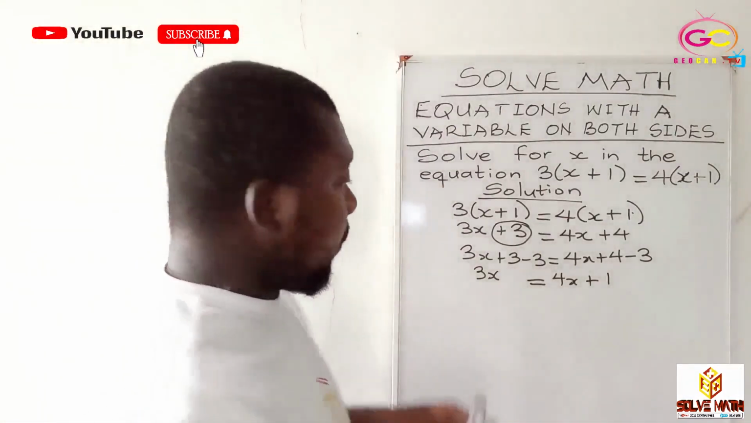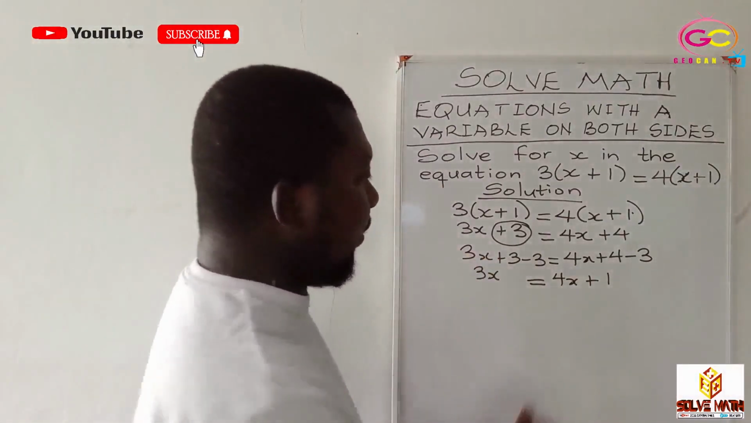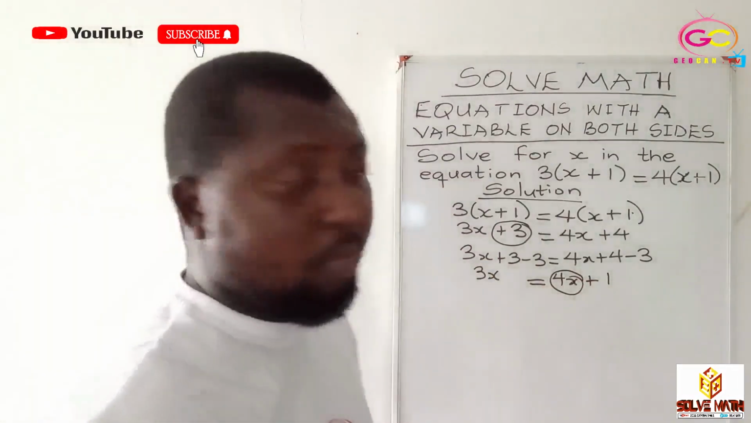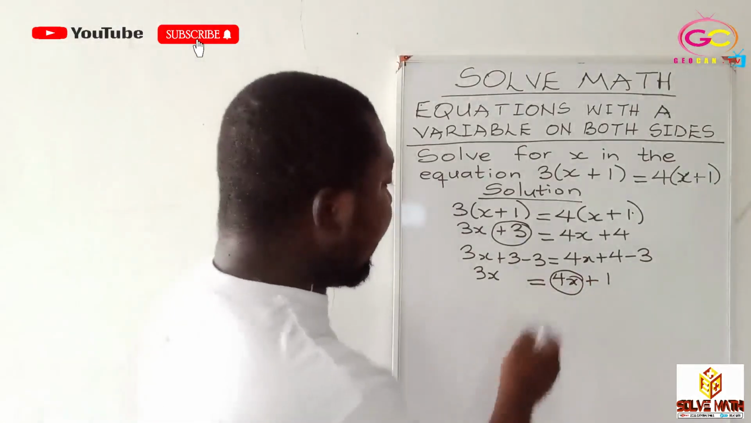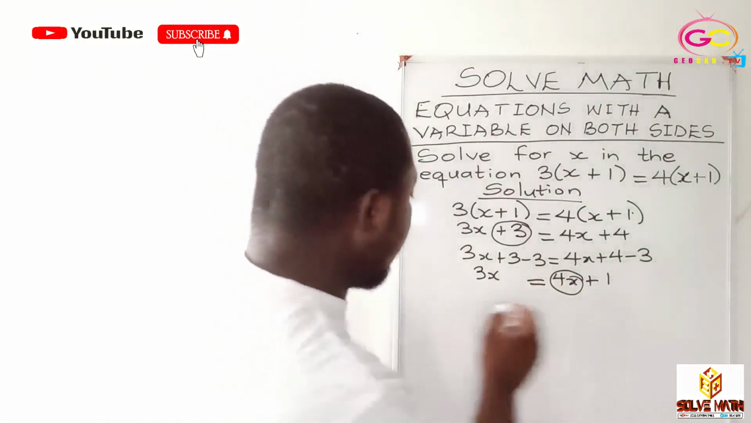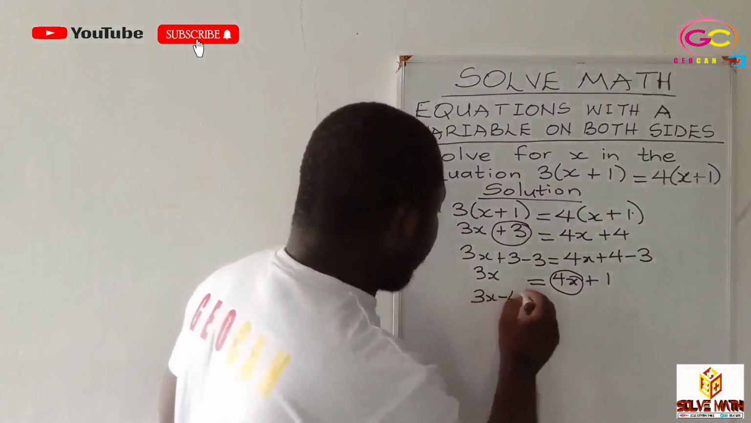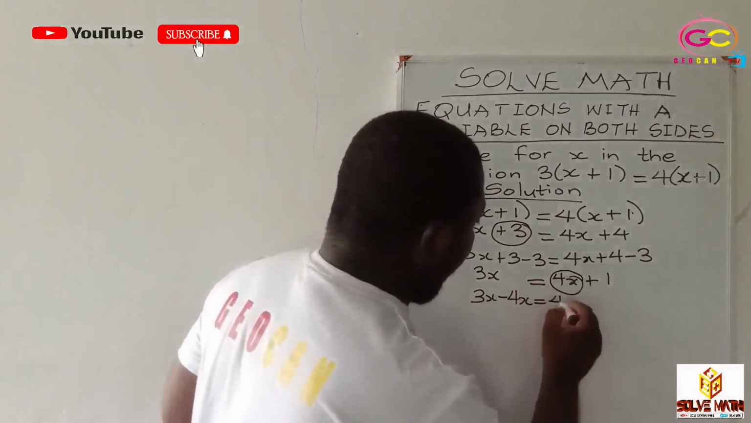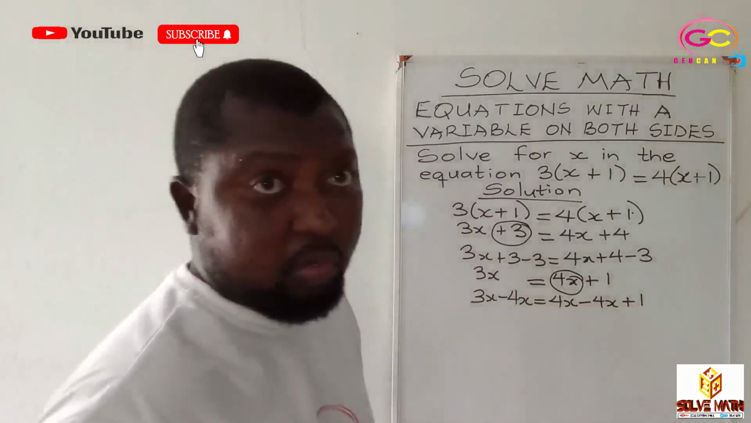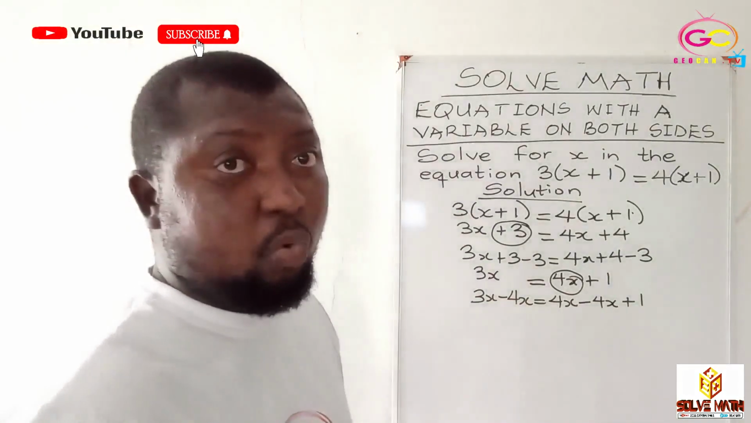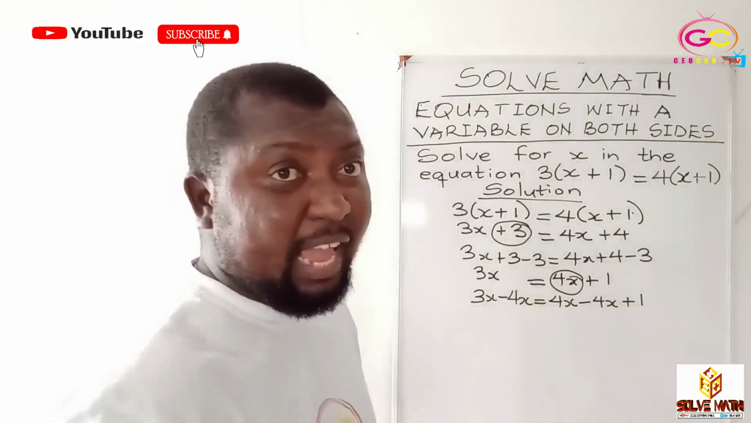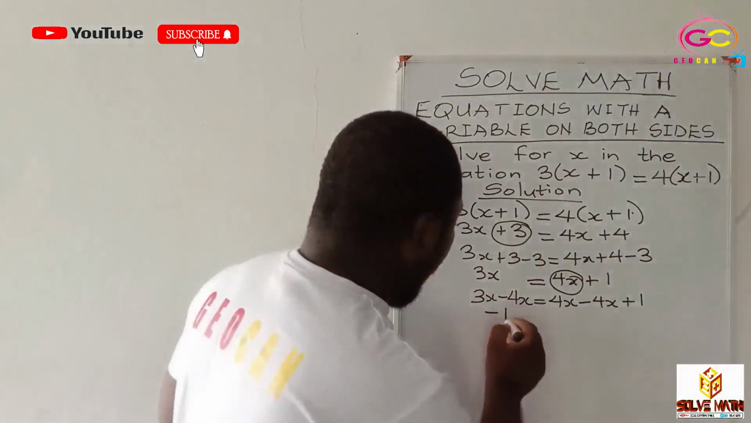Good. Now, we have 3x standing alone here. But when you go to the right-hand side, we have 4x closer to it. Remember, we are saying we are grouping the constants on the right, right? Meaning we are supposed to subtract 4x from both sides of the equation. So let's do that. We have 3x minus 4x will be equal to 4x minus 4x plus 1. Good. Now, 3x minus 4x, you have 3, you go and 4, you still be owing 1. So it's negative x, or one may say negative 1x.